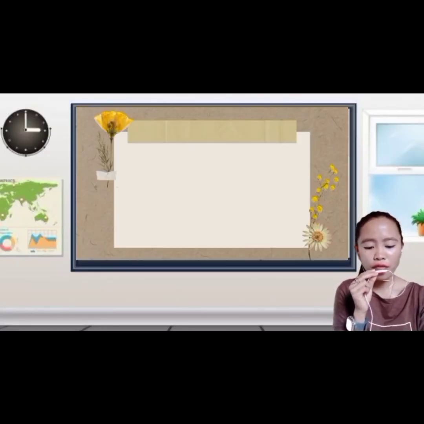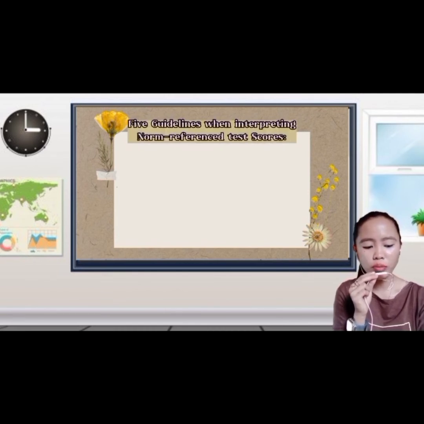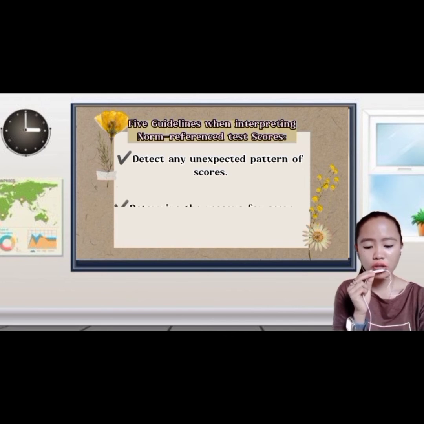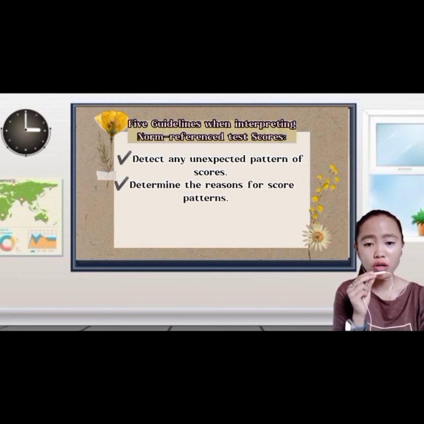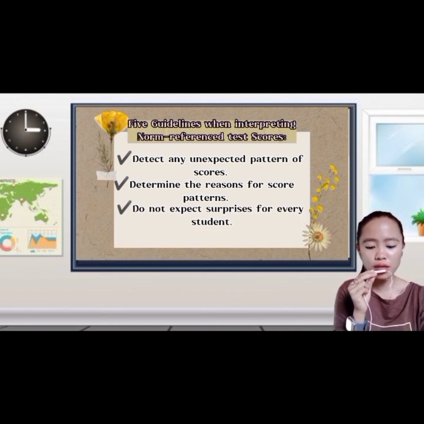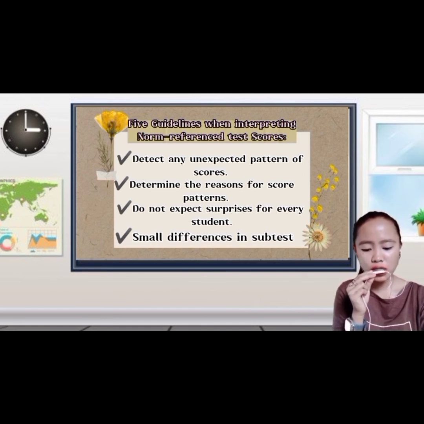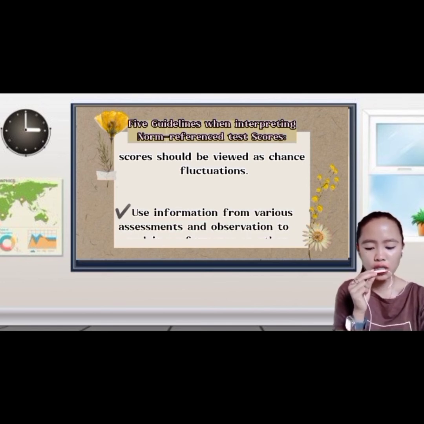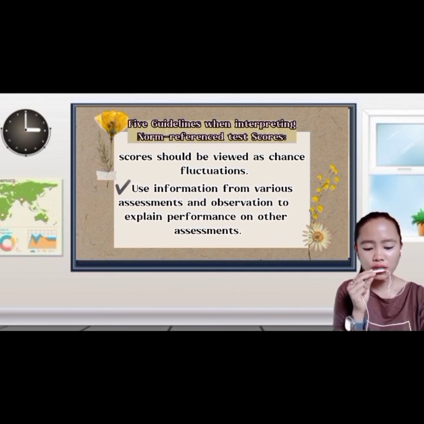Take note, we have 5 guidelines when interpreting norm reference test scores. First, detect any unexpected pattern of scores. Second, determine the reasons for score patterns. Third, do not expect surprises for every student. Fourth, small differences in subtest scores should be viewed as chance fluctuations. Fifth, use information from various assessments and observations to explain performance and other assessments.